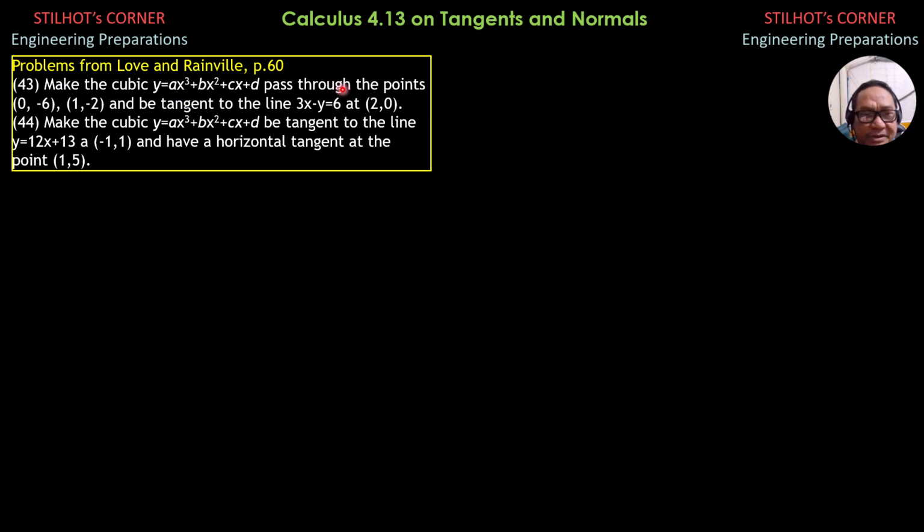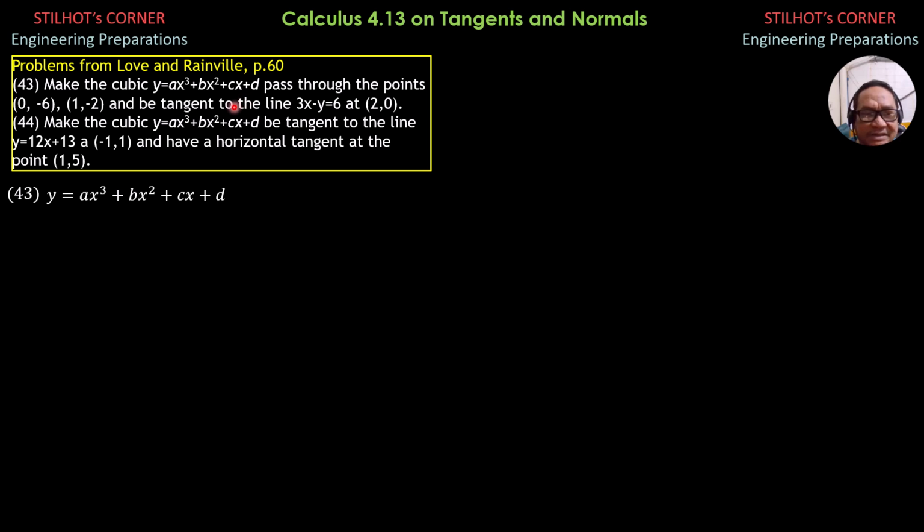The first two conditions are that the cubic pass through these 2 points, (0, -6) and (1, -2), and this point (2, 0) is a point of tangency, therefore it also lies on the cubic, and the equation of the tangent is 3x minus y equals 6. So that completes the four conditions to solve this problem. So given y equals ax cubed plus bx squared plus cx plus d.